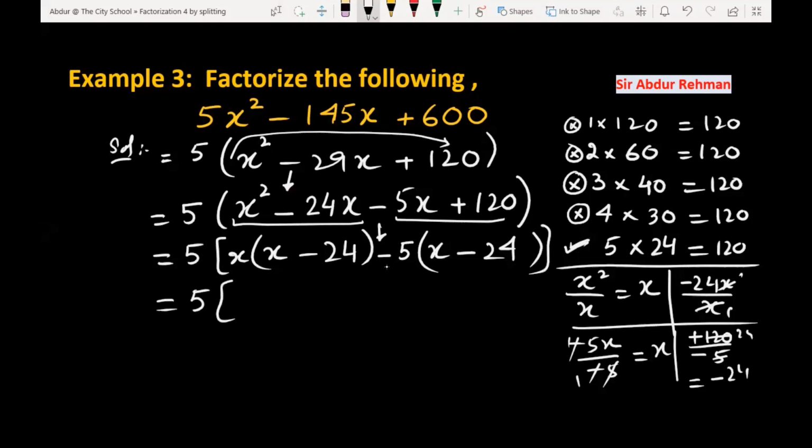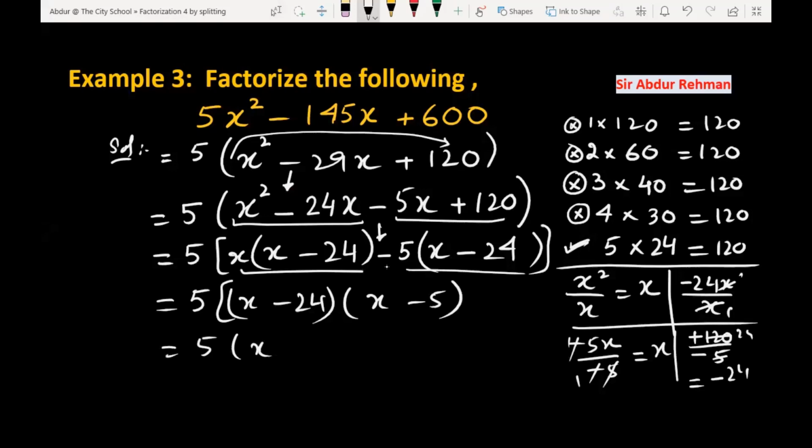Now, x minus 24 is common in both the terms. So x minus 24 is the one factor, and the other factor is x minus 5. Now there are three factors, which are 5, x minus 24, and x minus 5. There are three factors of 5x square minus 145x plus 600.